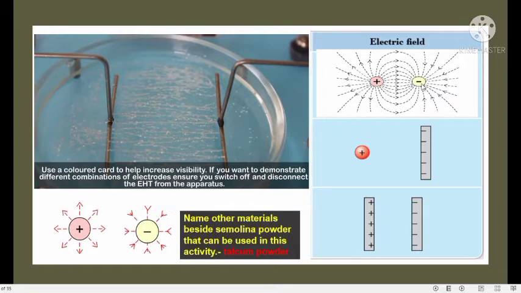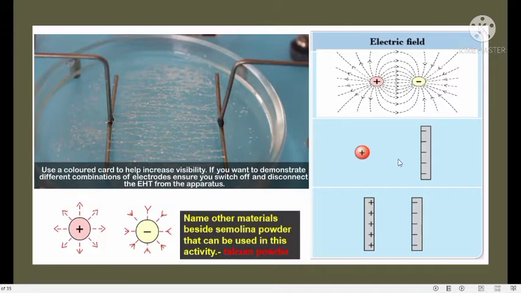Unlike charges attract. So you can draw the electric field lines: the lines join from positive to negative, out from positive into negative. At this end, this is positive, so outwards. Here is negative, so inwards. So this is the pattern for two units of unlike charges.